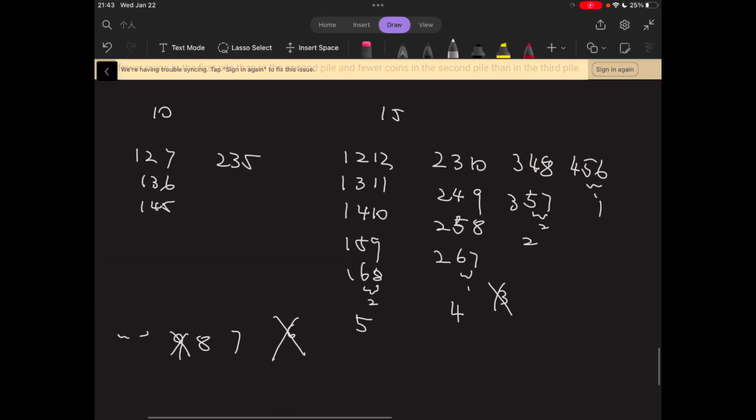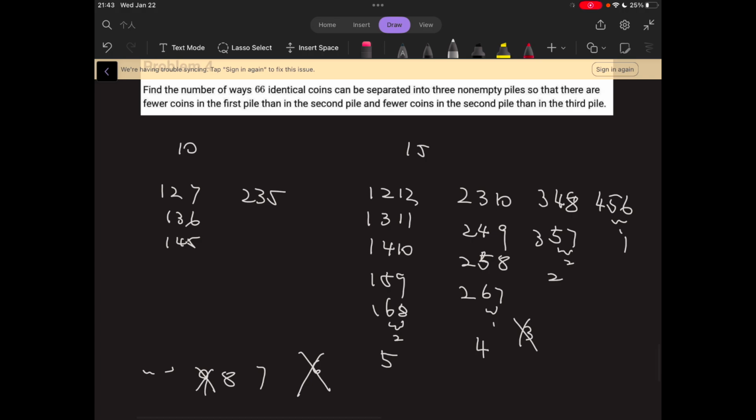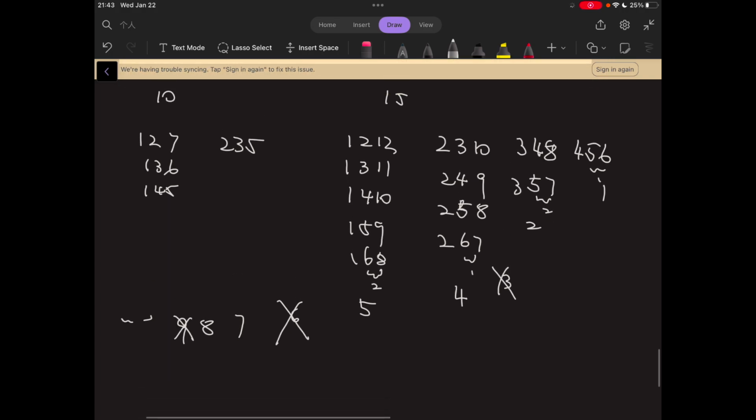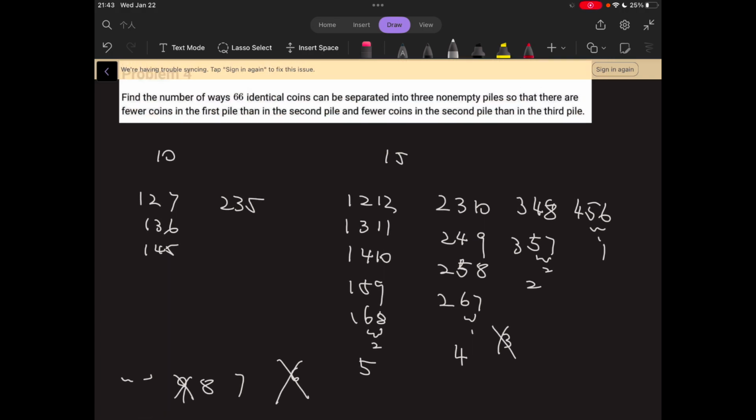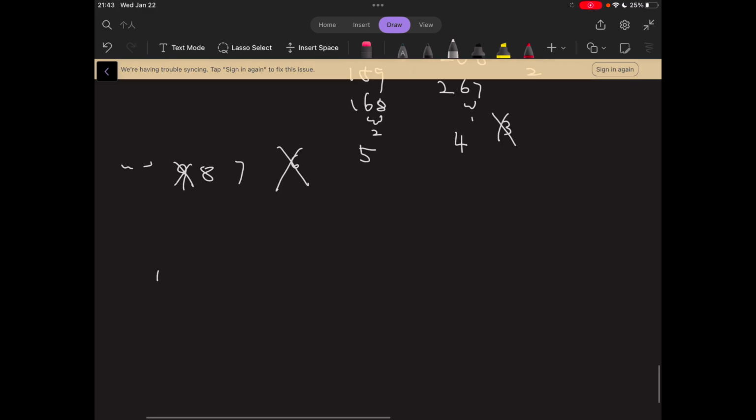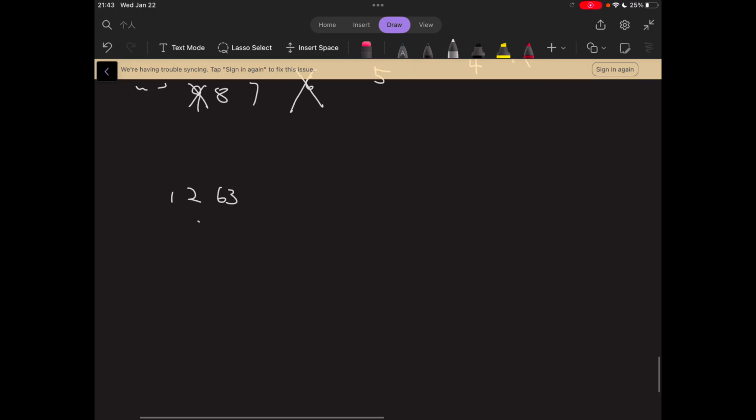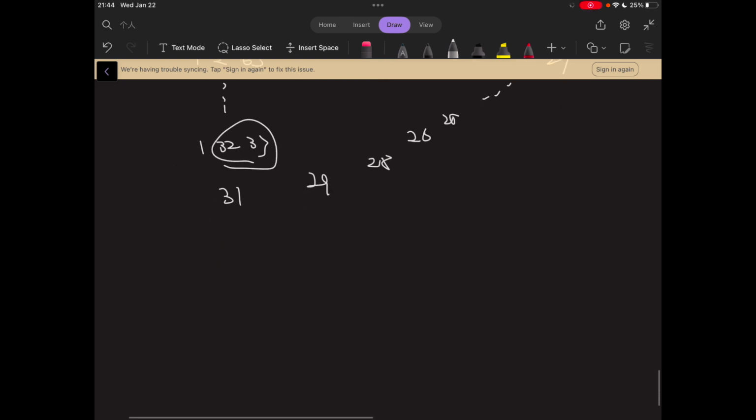So, how about 66? What is the number here? It's easy. You can just write all the things that start with 1. And it's not hard to write all of them because you can skip them, because you can know that the two sums give you 65. And then you just do 32 minus 1, you get 31. And then you skip 30, 29, 28, 27, 26, 25, 2, 1.